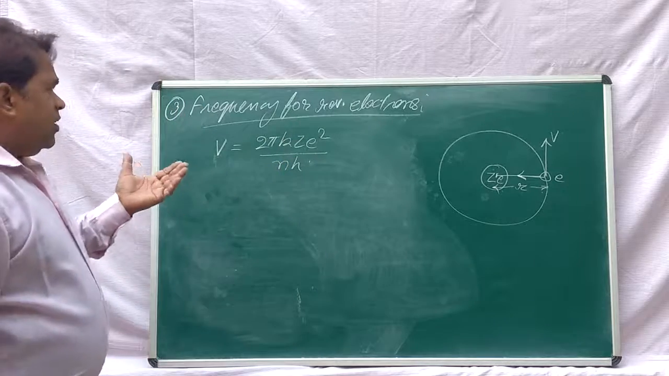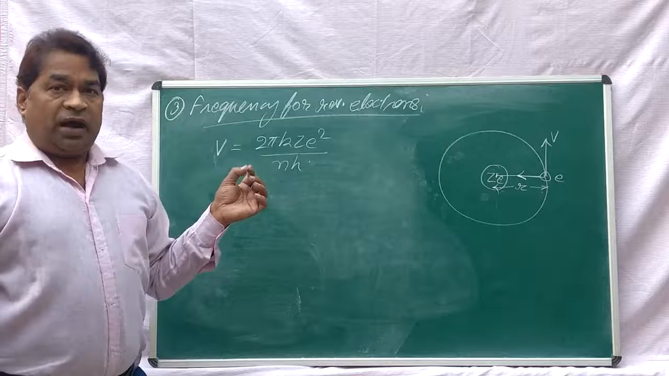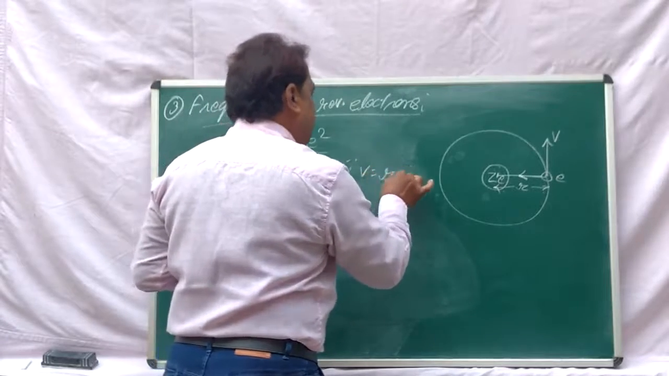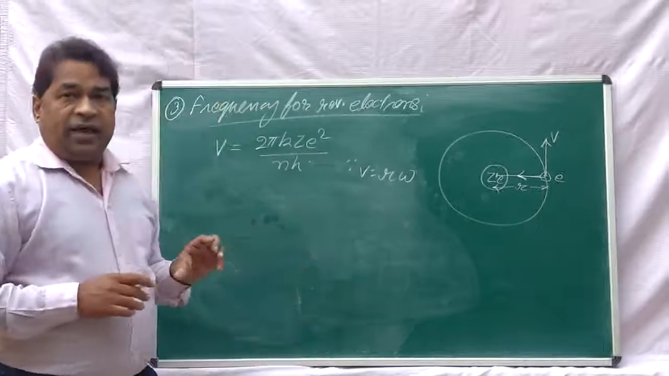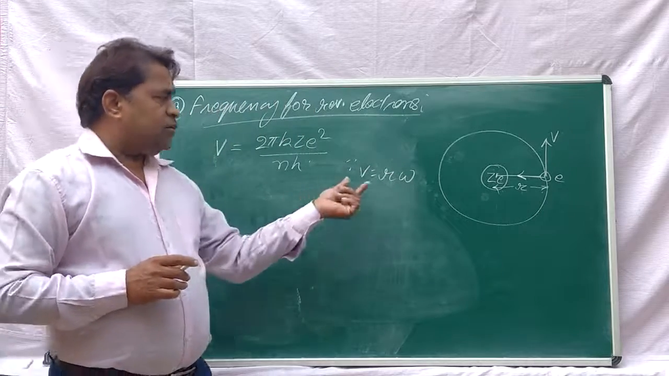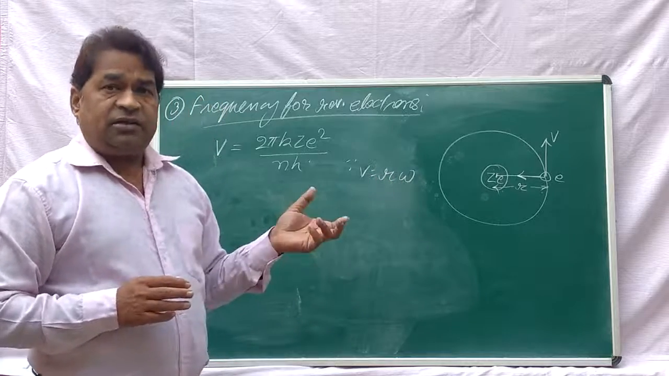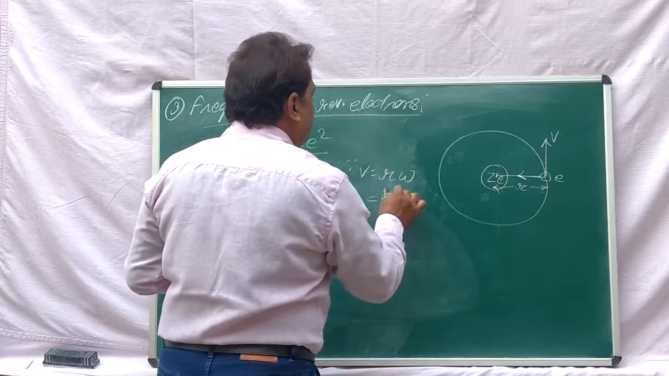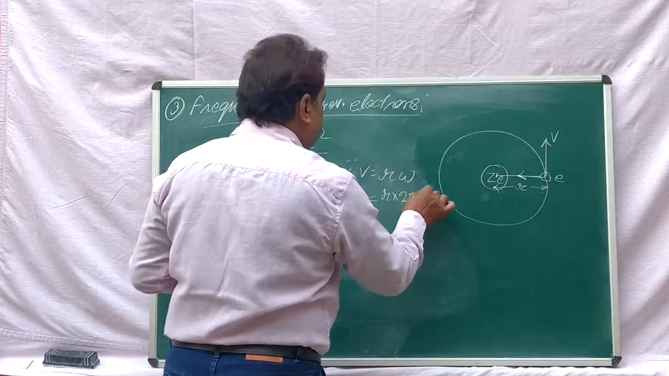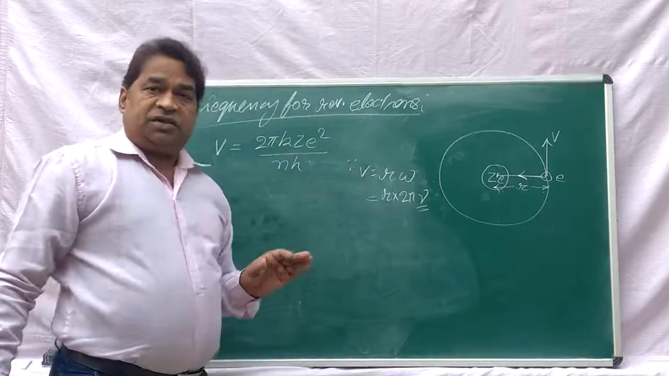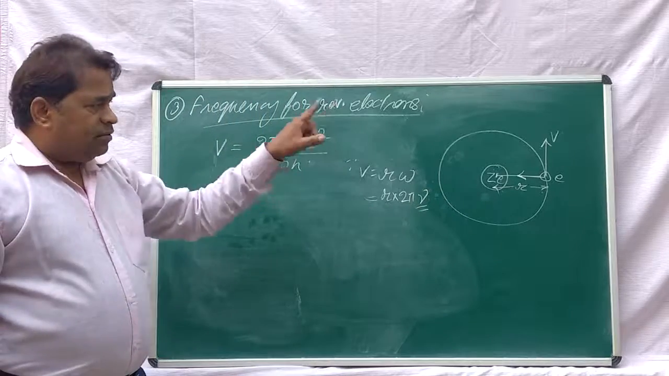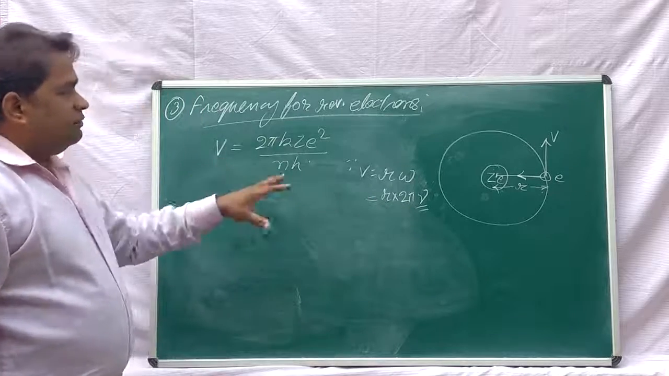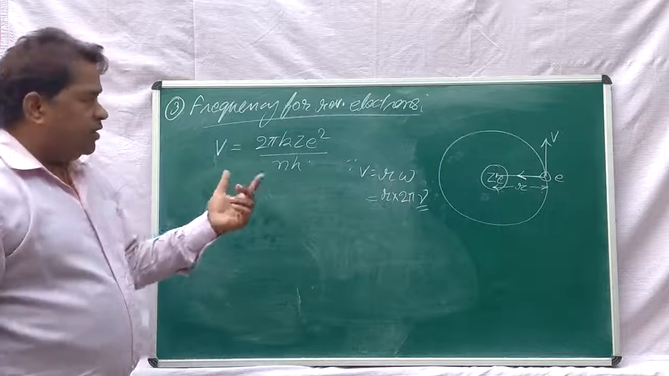Now as we know, velocity v is equal to r omega, where omega is angular velocity. Also we know that omega is equal to 2 pi nu, so we can write v is equal to r into 2 pi nu. Here nu is the frequency of the revolving electron. So we will put the value of v and finally calculate the formula for frequency.